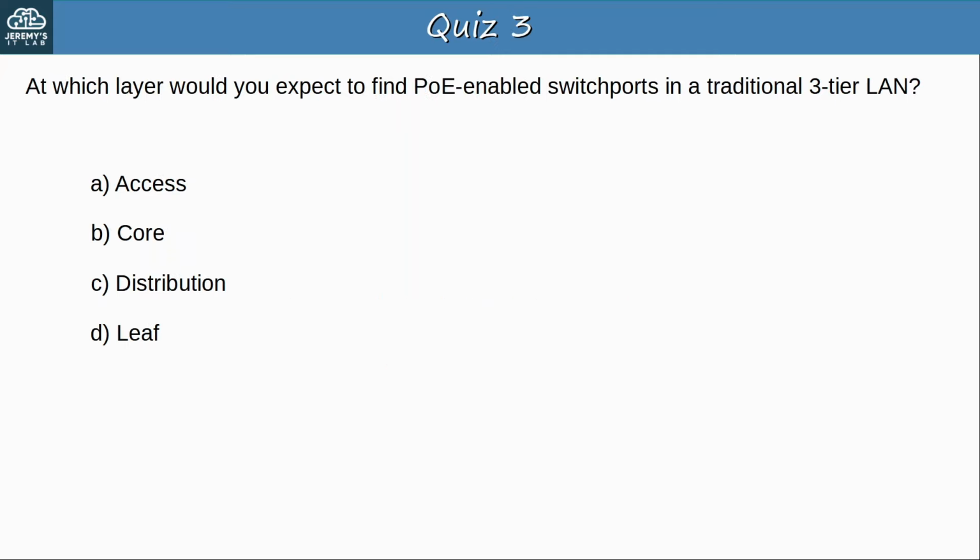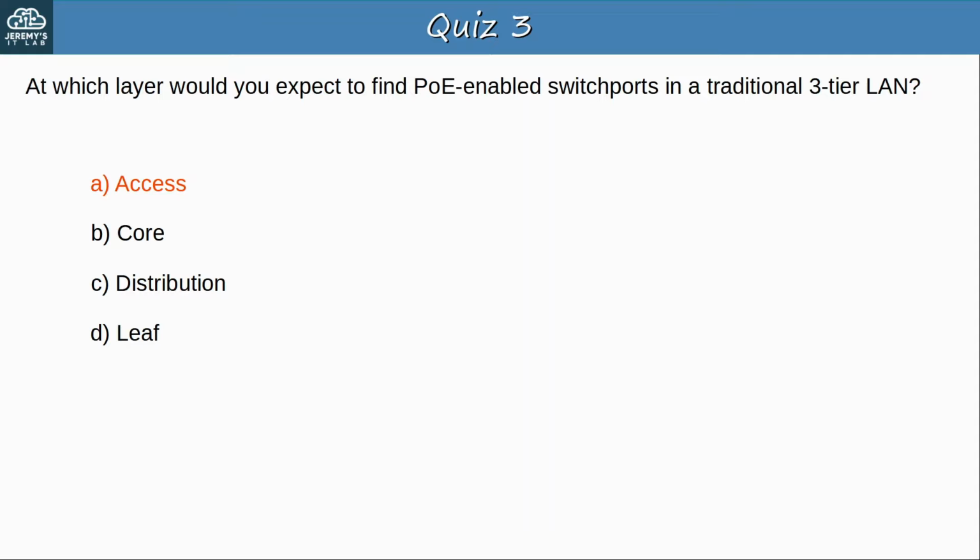At which layer would you expect to find PoE-enabled switch ports in a traditional 3-tier LAN? Pause the video now to select the best answer. Okay, the answer is A, access. Devices that use PoE, like wireless access points, IP phones, and IP security cameras, all connect to the access layer. So that's where PoE-enabled ports can often be found.